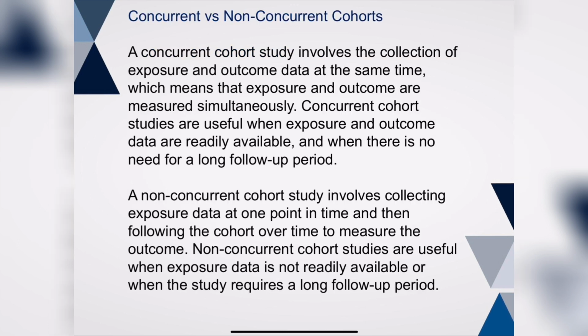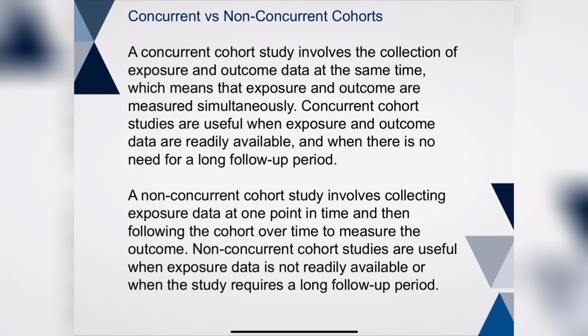Now the second section is about concurrent versus non-concurrent cohorts. A concurrent cohort study involves the collection of exposure and outcome data at the same time, which means that exposure and outcome are measured simultaneously.